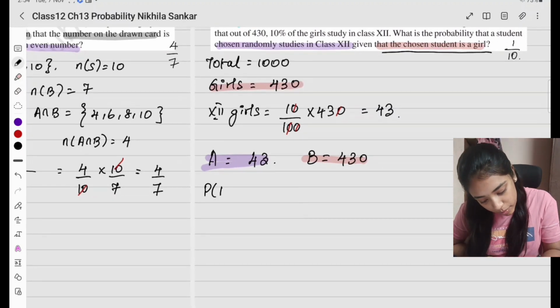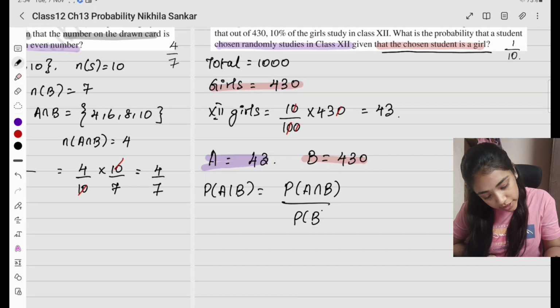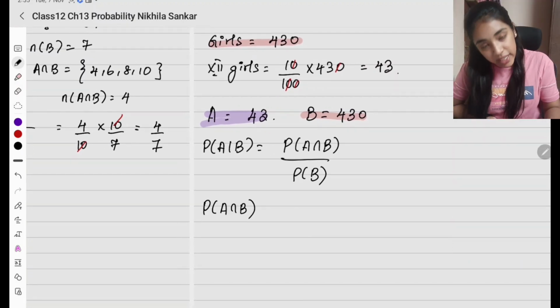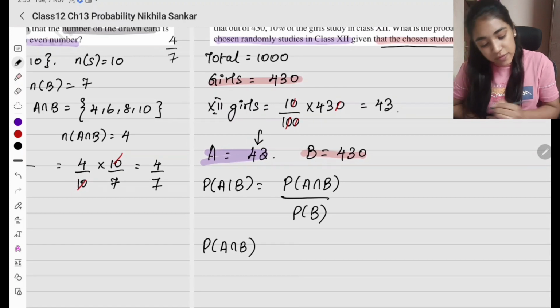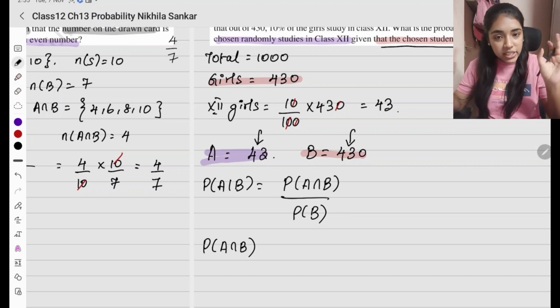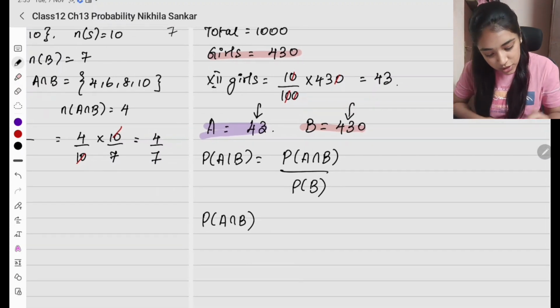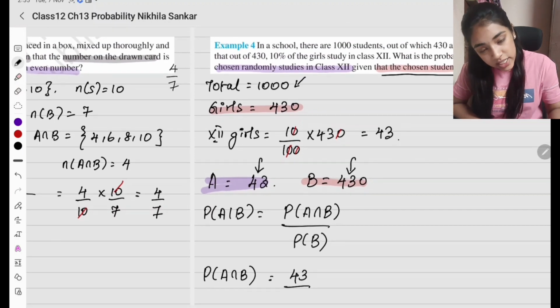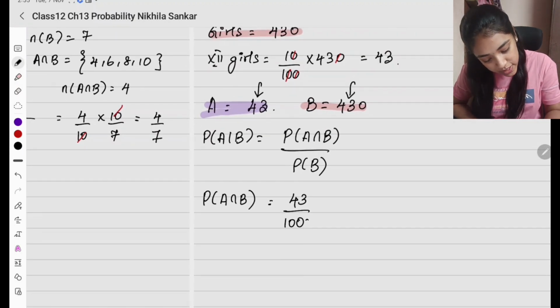Now I need to find the probability of A given B, which is probability of A intersection B divided by probability of B. இப்போ probability of A intersection B என்ன? This is girls from class 12. This is the whole girls in the school. அப்போ intersection என்ன? Girls from class 12. So this is going to be 43 divided by total number of students என்ன? It is going to be 1000. அதுதான் நம்ம sample space. So this is going to be A intersection B oda probability.